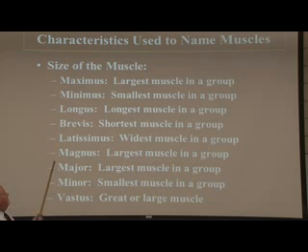So there's kind of a pattern to it, where we're going to see this associated with hips. We're going to see this associated with actually the thigh and the arm. Latissimus is going to be associated with the back, Magnus with the thigh, major with the shoulders, and Vastus with the thigh.